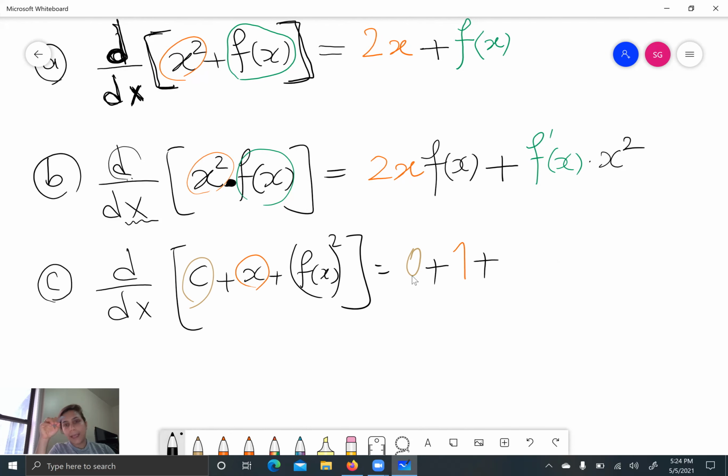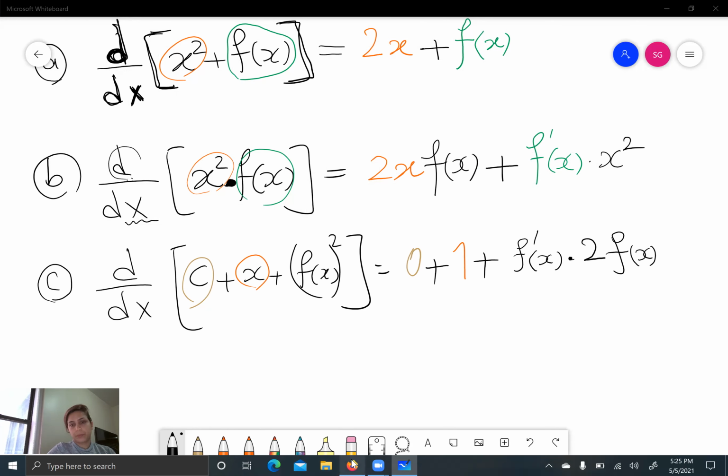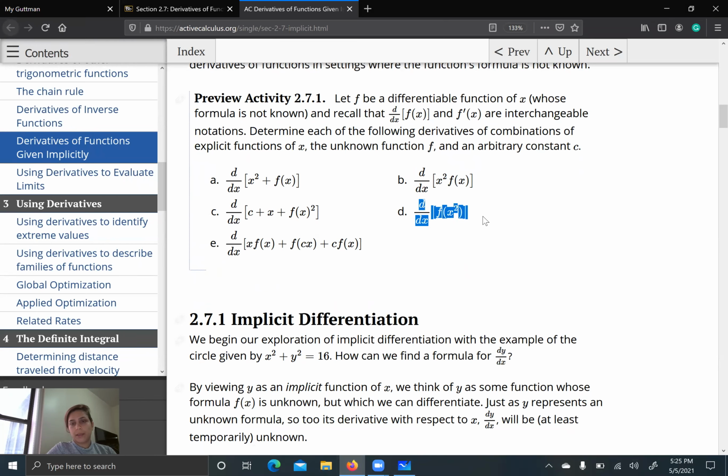And now f of x squared. Here I need to apply chain rule. Because it is f of x squared, it's going to be the derivative of the inside function, which is f prime, multiplied by the derivative of the outside function. It's a square, power 2, so it's going to be 2 times f of x.